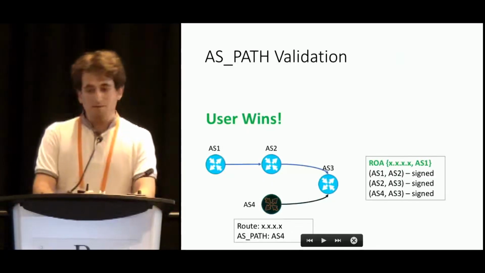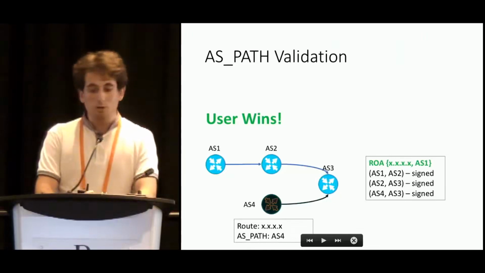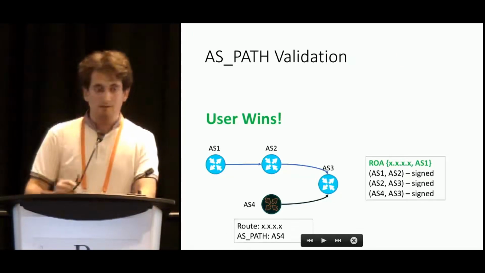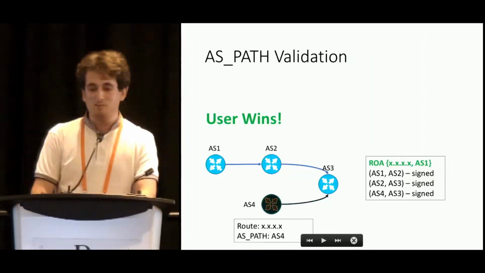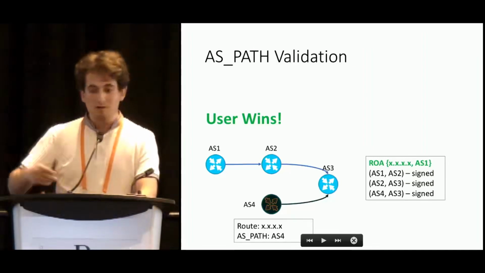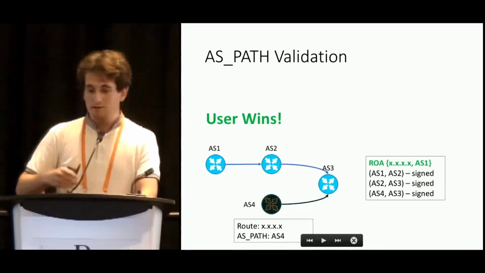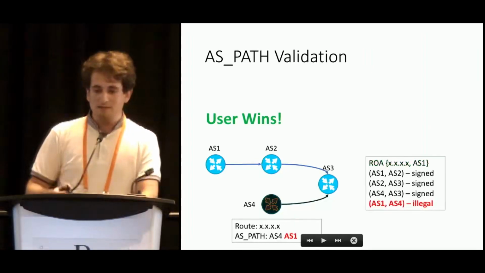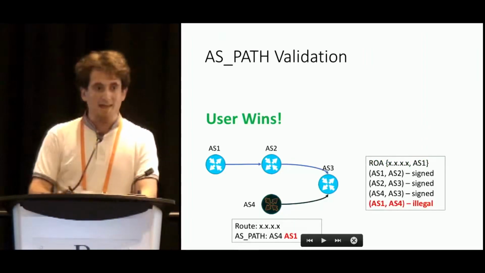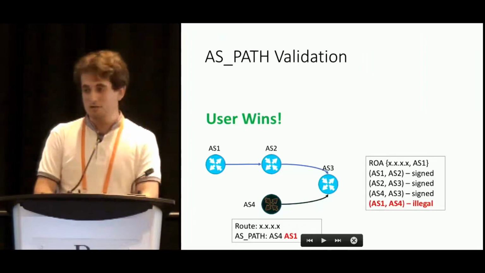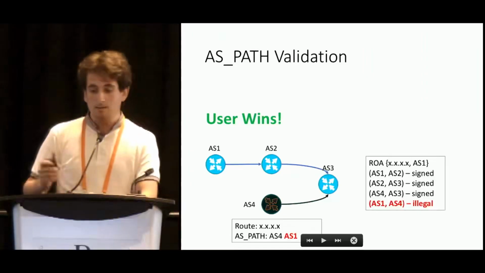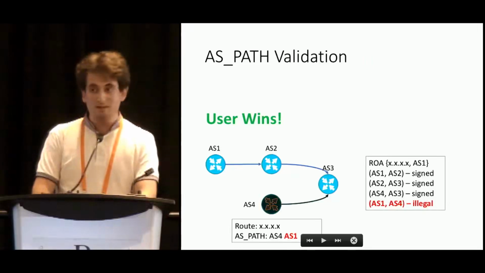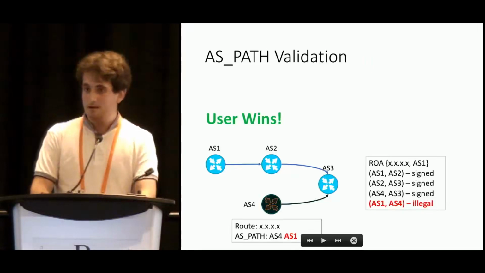Once again, if autonomous system 4 will just advertise the address space of autonomous system 1 from its own autonomous system, it will be detected using ROAs. If it will then try to create a signed signature, it will be invalid. So, does BGPsec solve our problems? Unfortunately not.